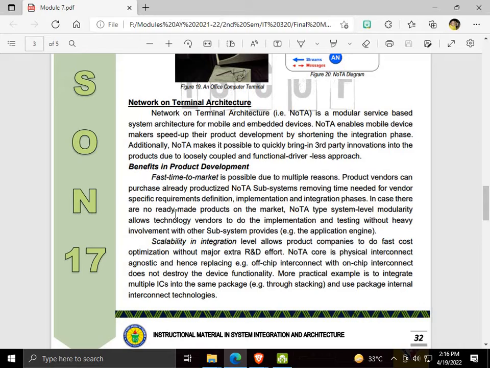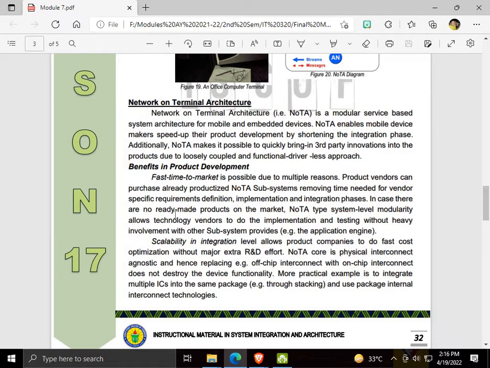In case there is no ready-made product on the market, NOTA-type system-level modularity allows technology vendors to do the implementation and testing without heavy involvement with the subsystem providers. An example of this is the application engine. The application engine of this is your apps.